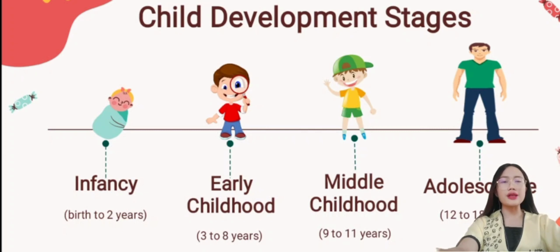First is infancy, which is from birth to 2 years old. Second is early childhood, from 3 years old to 8 years old. The middle childhood is from 9 to 11 years old. And last, the adolescence, from 12 years old to 18 years old.